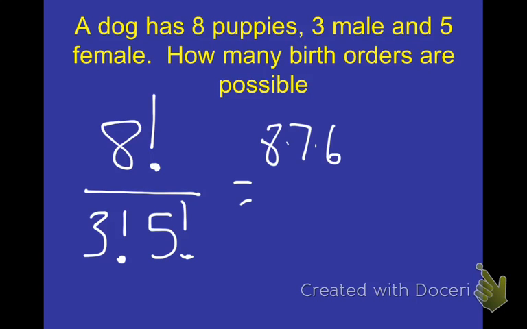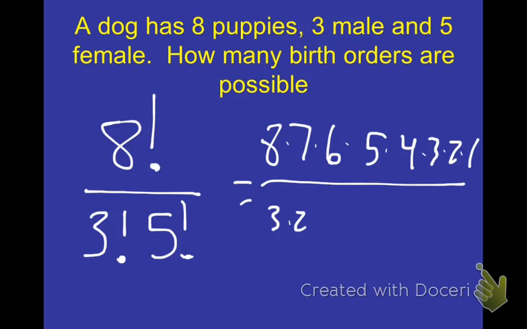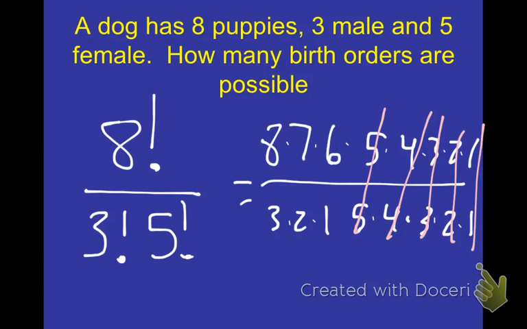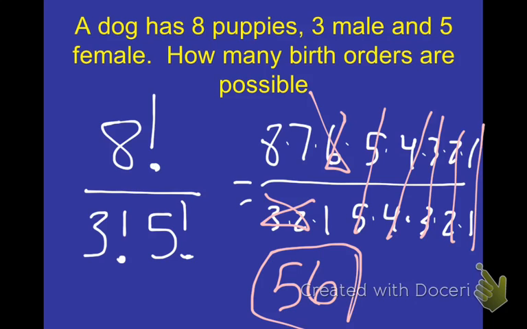8 times 7 times 6 times 5 times 4 times 3 times 2 times 1 over 3 times 2 times 1. And 5 times 4 times 3 times 2 times 1. Well, I know that some of these are going to cancel out. My 5s, my 4s, my 3s, my 2s, my 1s. 3 times 2, that multiplies to 6. So really all I have is 8 times 7 there, so there's 56 different ways they could come out. Lots of multiplying here.